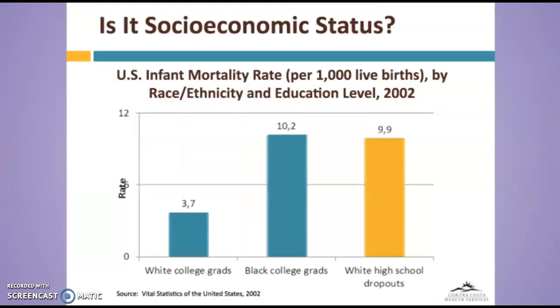This next slide shows us the additional socioeconomic component of this. White high school dropouts, so less educated white mothers who don't necessarily have good access to prenatal care, don't have good health care themselves, have a very high infant mortality rate of 9.9 compared to white college grad mothers at 3.7. But Black college grads, so highly educated Black mothers, still have a very high infant mortality rate. Again, 3 times as much as white college grad mothers.